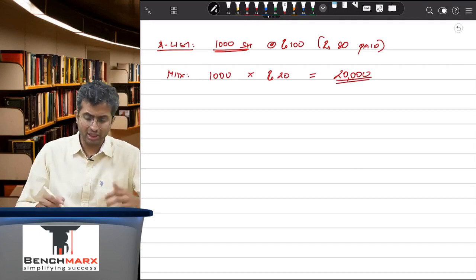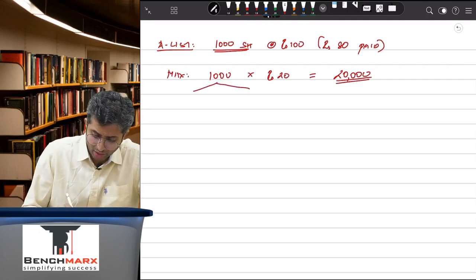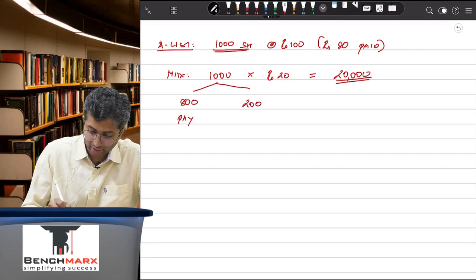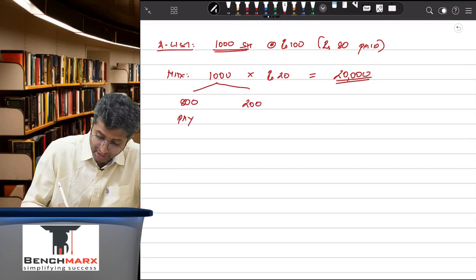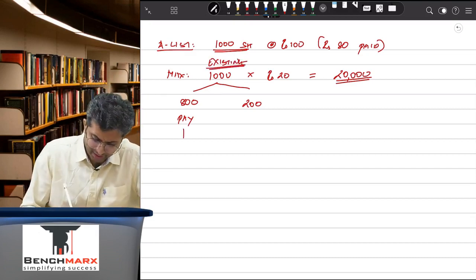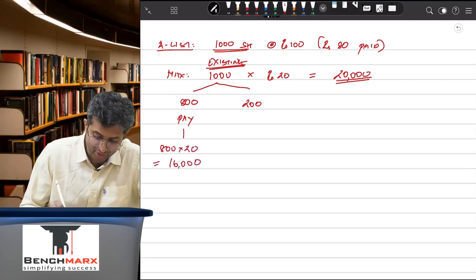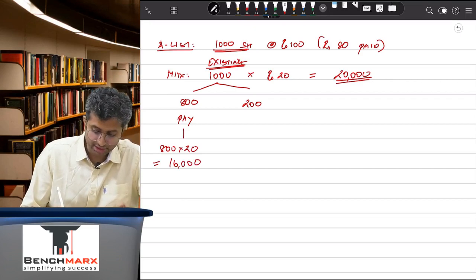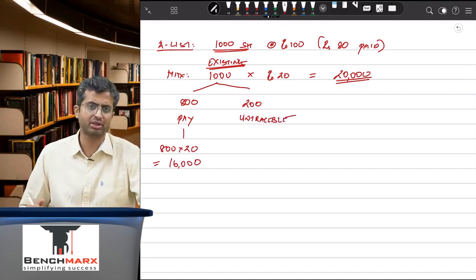What can happen is, I make the call, so these 800 shareholders pay that amount, but the 200 shareholders do not. So of the existing 1000 shareholders, ideally I need 20,000 rupees. 800 shareholders pay that. So this is 800 into 20, and hence 16,000 is received. Their liability is discharged. However, these 200 shareholders are either untraceable or insolvent or whatever it is. We are unable to recover the money from them.